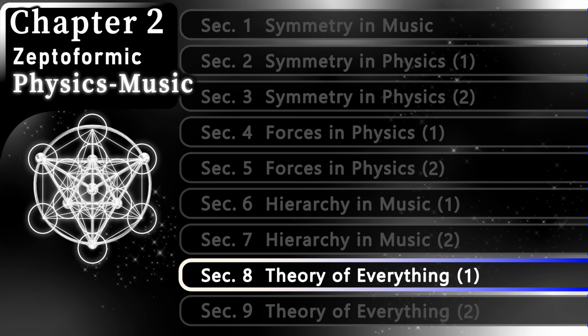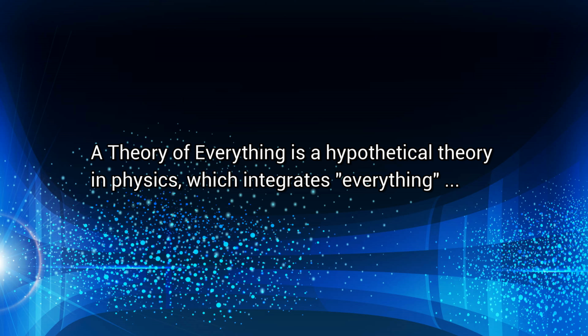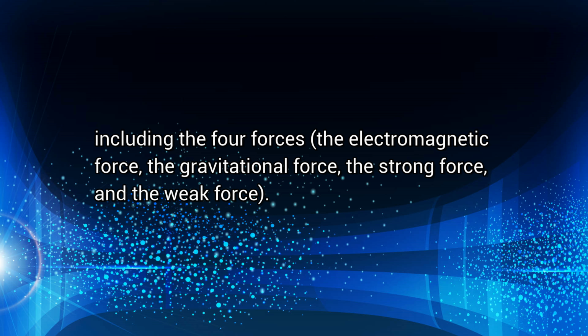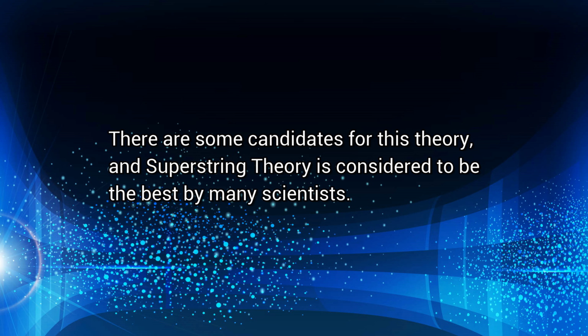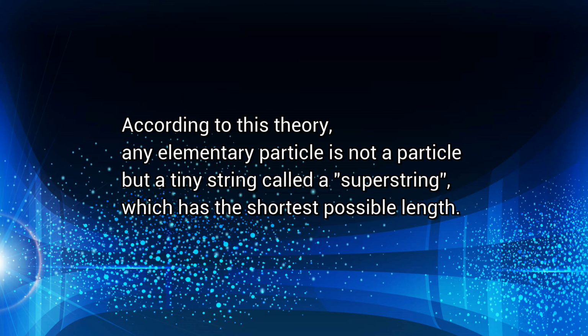Chapter 2, Section 8, Theory of Everything, Part 1. A theory of everything is a hypothetical theory in physics, which integrates everything, including the four forces: the electromagnetic force, the gravitational force, the strong force, and the weak force. There are some candidates for a theory of everything, and superstring theory is considered to be the best by many scientists. According to this theory, any elementary particle is not a particle, but a tiny string called a superstring, which has the shortest possible length.